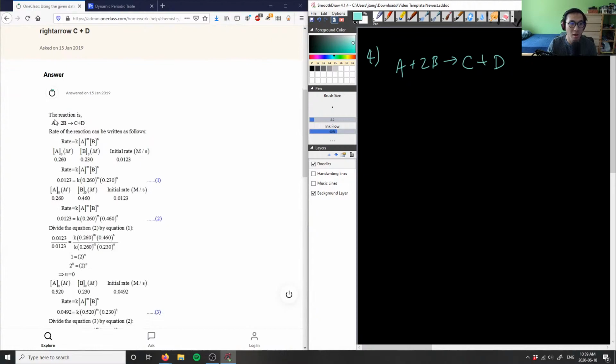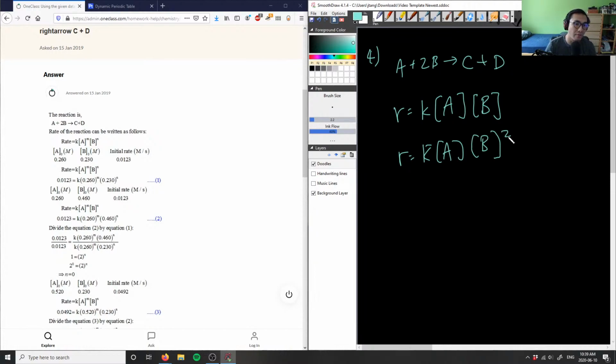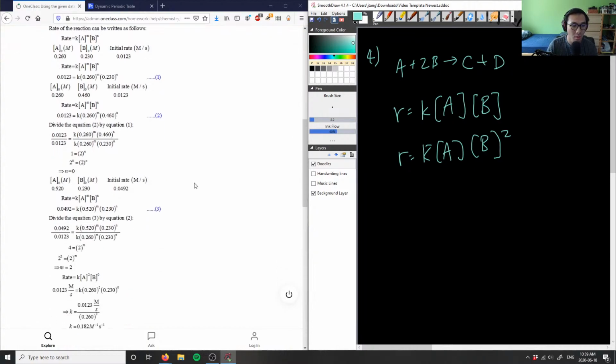So I can look here, write out the reaction, which is good. And what we can do is write out the rate equation. So R equals K times, and we're multiplying the reactants here. We can rewrite this as K times A times B squared, because I have a 2 as the coefficient here as well. So I can actually write this as a 2.